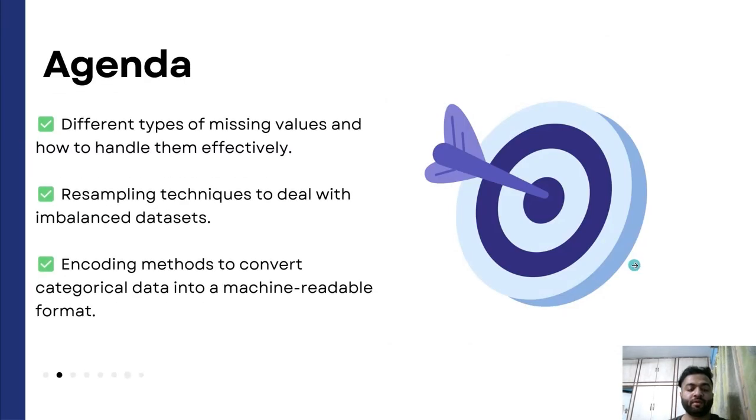In this video, we are going to break down feature engineering, one of the most critical steps in building robust machine learning models. We'll cover different types of missing values and how to handle them effectively, resampling techniques to deal with imbalanced datasets, and encoding methods to convert categorical data into a machine-readable format. If you're into machine learning, data analytics, data science, or AI, this is a must-know concept. So grab your notes and let's dive deep into feature engineering.